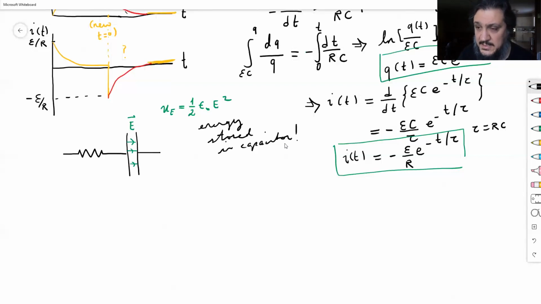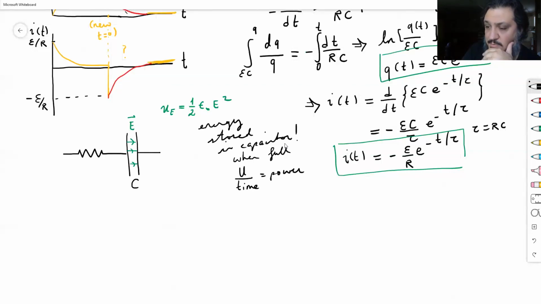Anyway, so there's energy there. What about the resistor? What's happening there? Well, we also saw that before. By the way, when the capacitor is full, we know that we can write the energy, or energy per time, which is power, of course, right? Power.